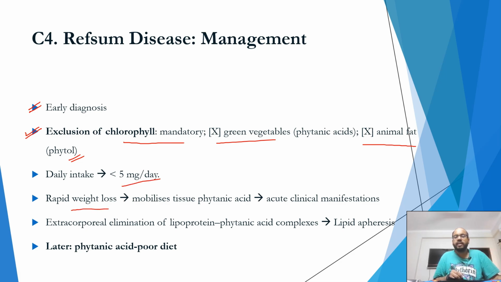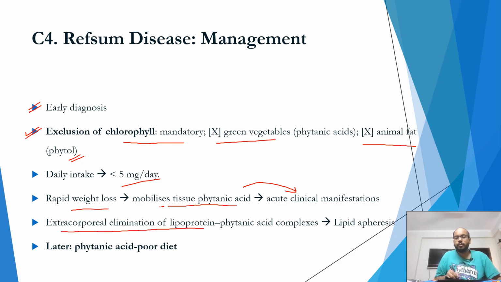Now, rapid weight loss can mobilize tissue phytanic acid, and this can lead to acute clinical manifestation. What do you mean by that? Now, I have told you that normally phytanic acid makes about barely detectable levels. In Refsum disease, it is about 5 to 30% of all lipids. Now, all animal tissues do have a certain amount of phytanic acid, but that's barely detectable. But if there's rapid weight loss, the fat cells will start to get disintegrated because of weight loss, and they will release phytanic acid in the system. And that leads to acute clinical manifestations.